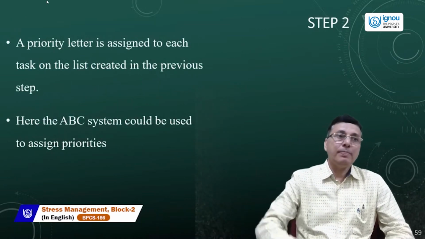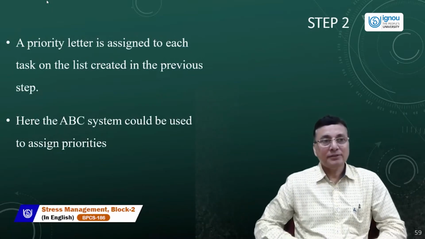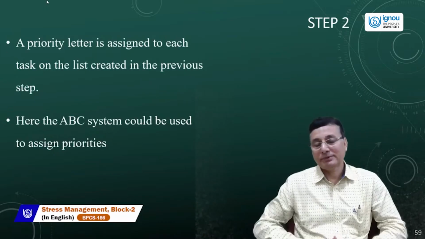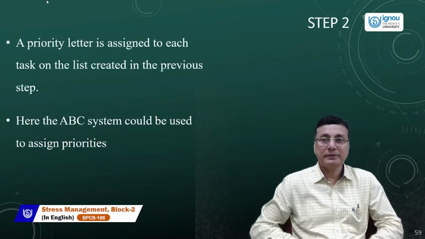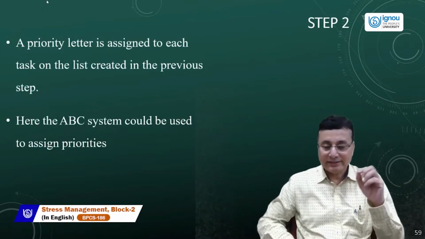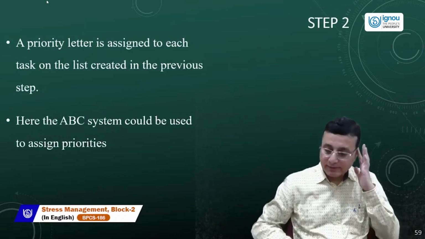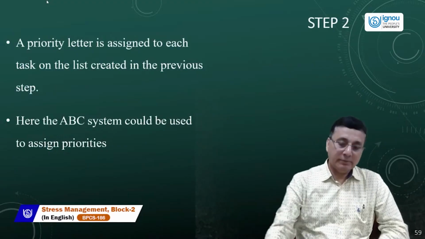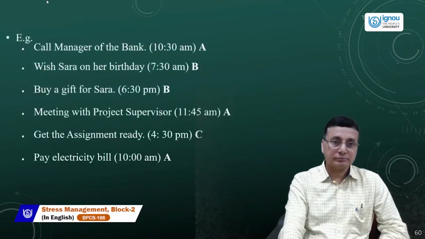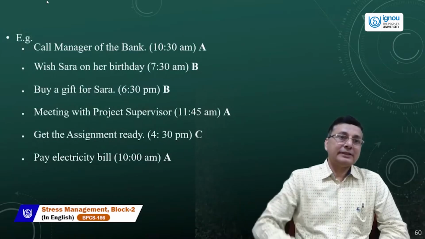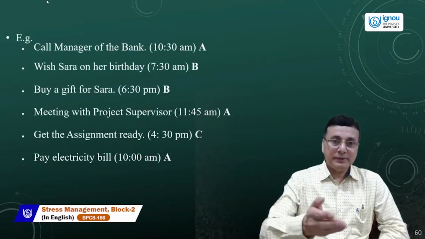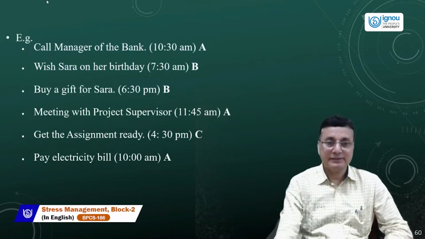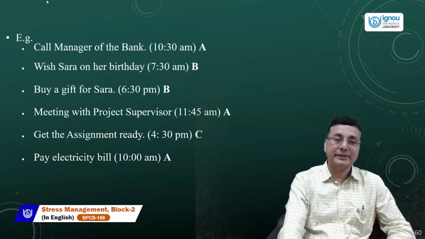In step 2, a priority letter is assigned to each task on the list created in the previous steps. So you have the whole list, a gamut of list. So you have to prioritize them. A means the highly urgent and important task. So ABCD can be used. So, for example, like A, B, C, this way. So, A means these are very important and urgent work which must be done immediately.